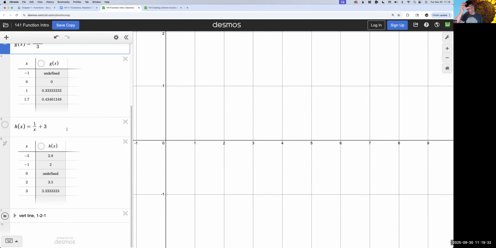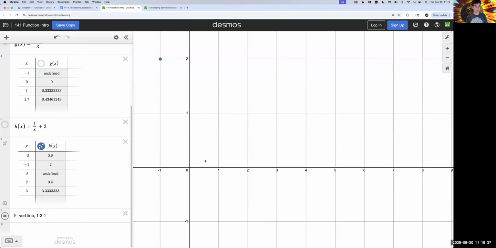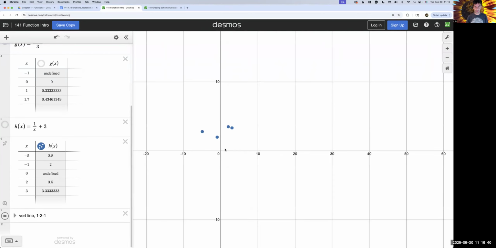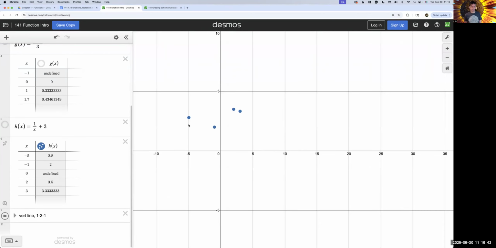Here's h of x equals 1 over x plus 3. Same idea. You can plot some points. Here's 4 points. It's not very clear from those points if you're not familiar with the graph of the function of 1 over x. It's not really clear from these points what exactly is going on. But let's take a moment to talk about domain. We've already seen that when we have square roots, we have to consider the domain. We have to consider negative numbers and the fact that square roots can't deal with them. We have a similar situation here.